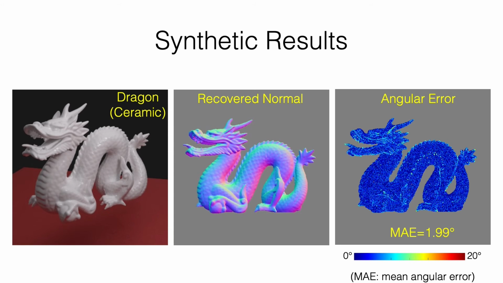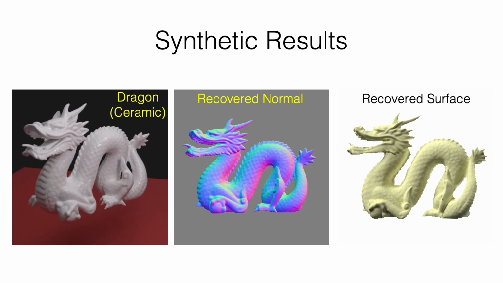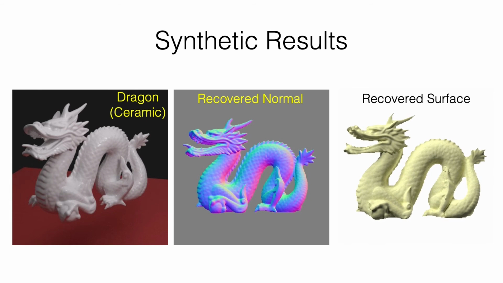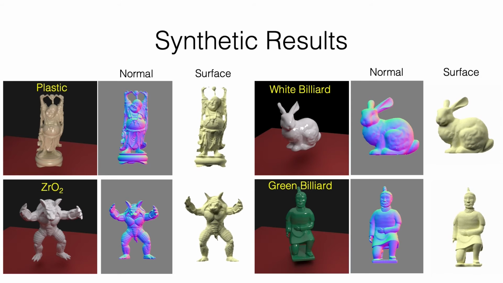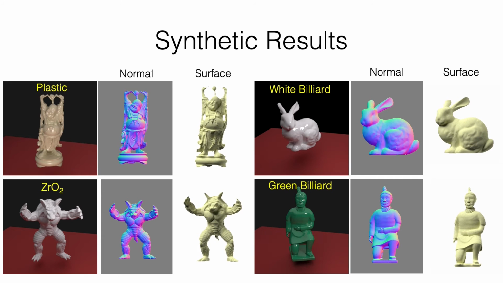Here we show our normal reconstruction result using 2 reciprocal pairs. From the angular error map, we can see that our recovered normals are highly accurate. Here is the surface reconstruction result. Here are more synthetic results performed on objects with various materials. We can see that our method is robust for different types of reflectance.